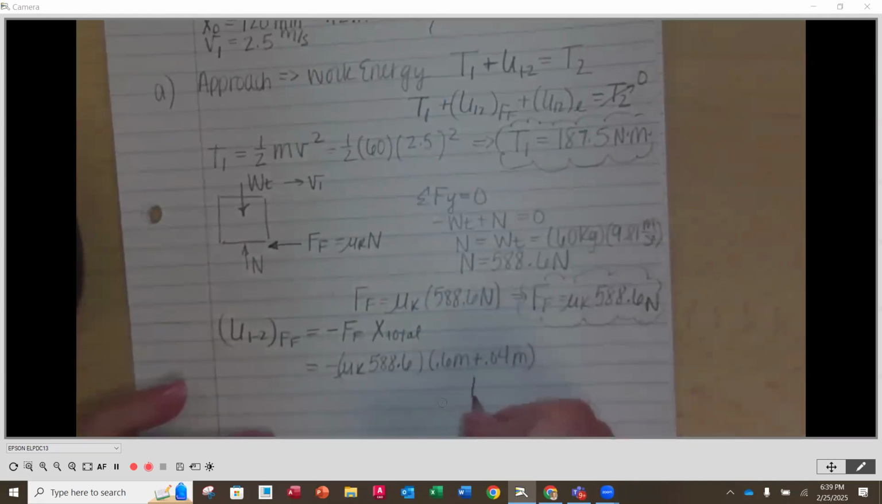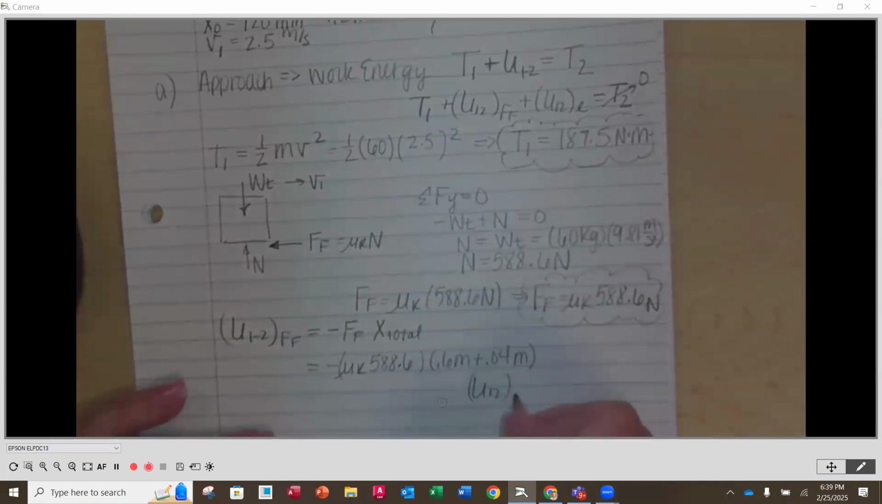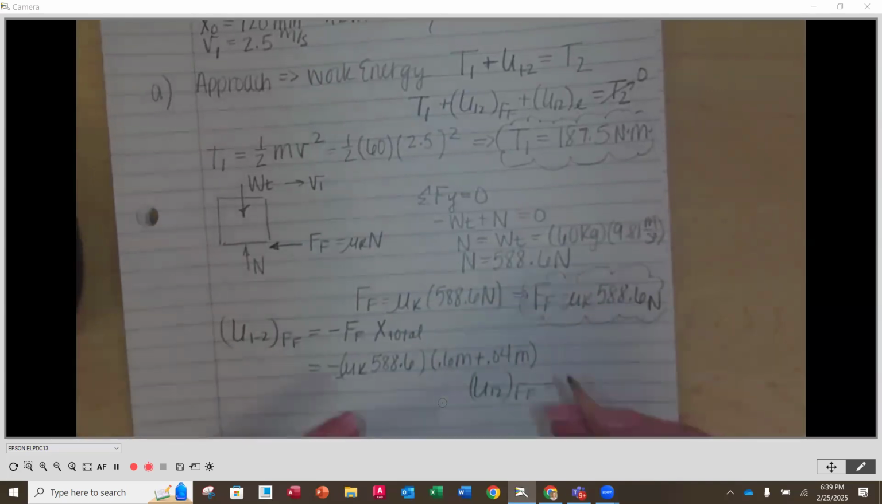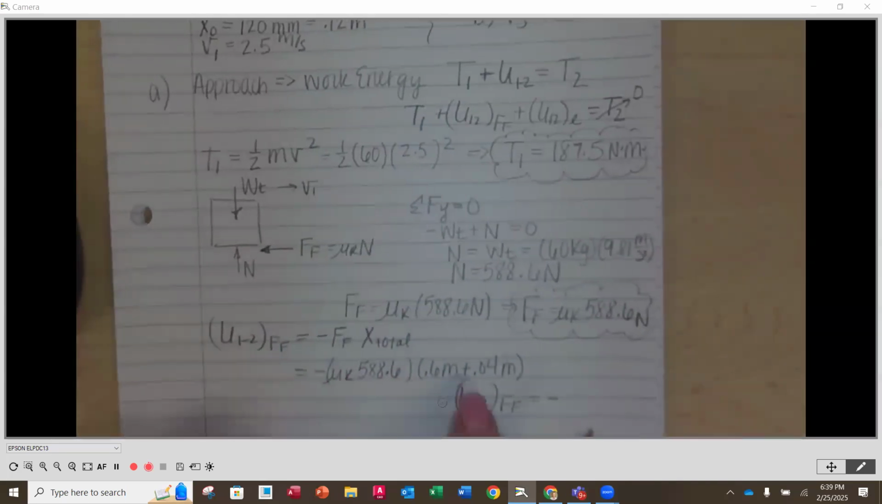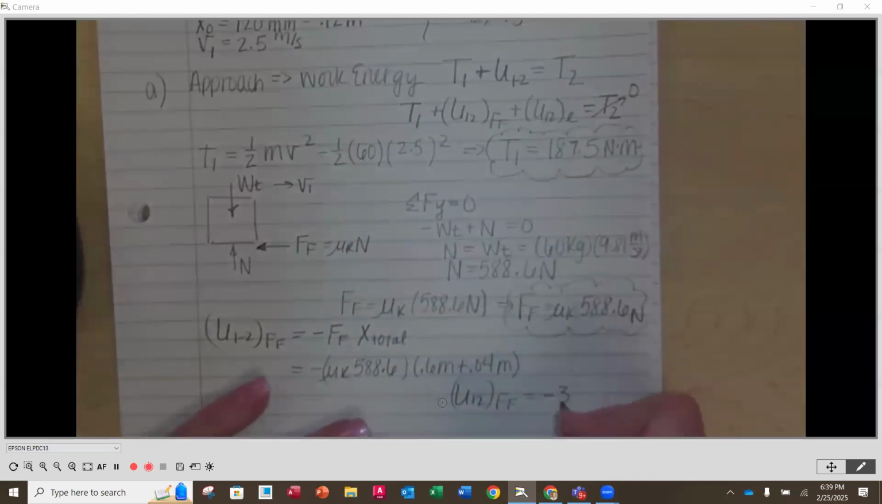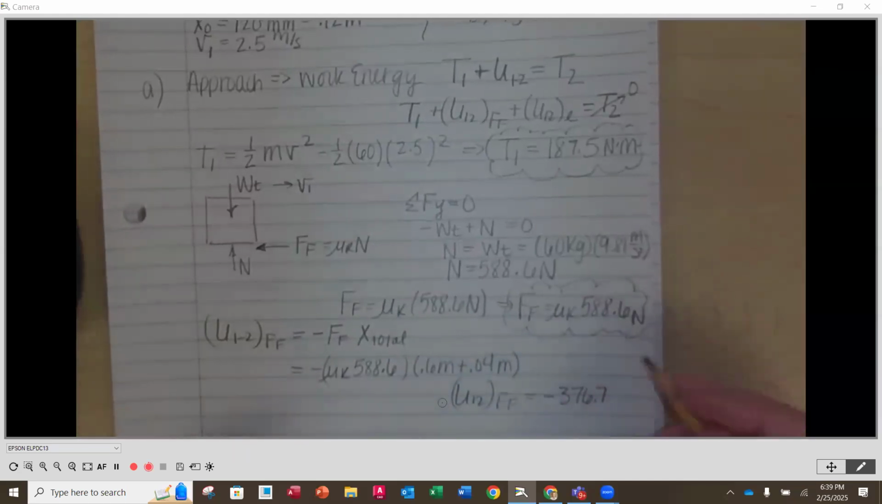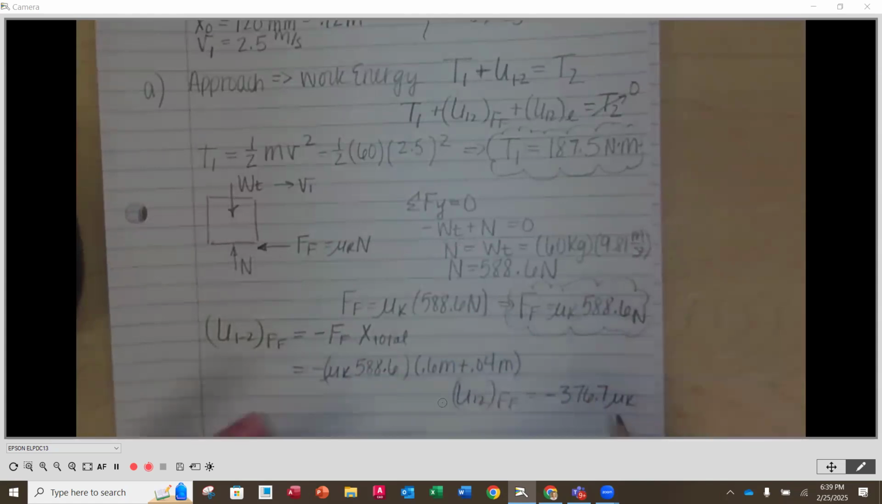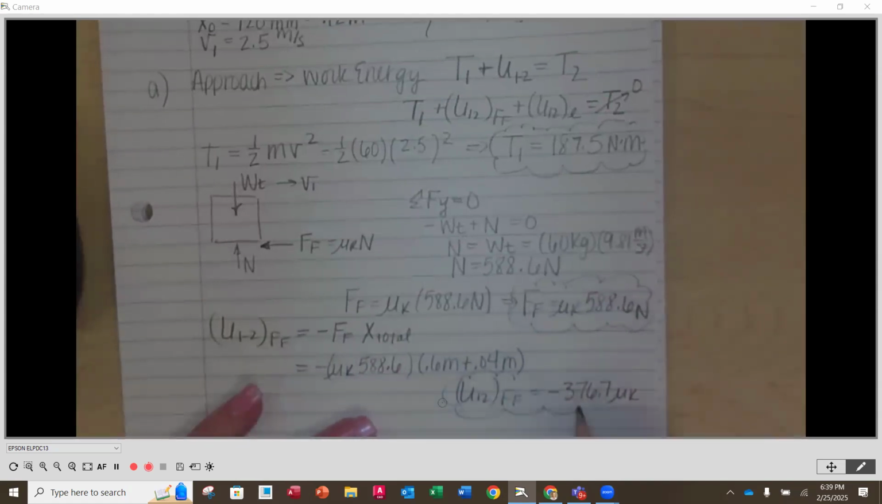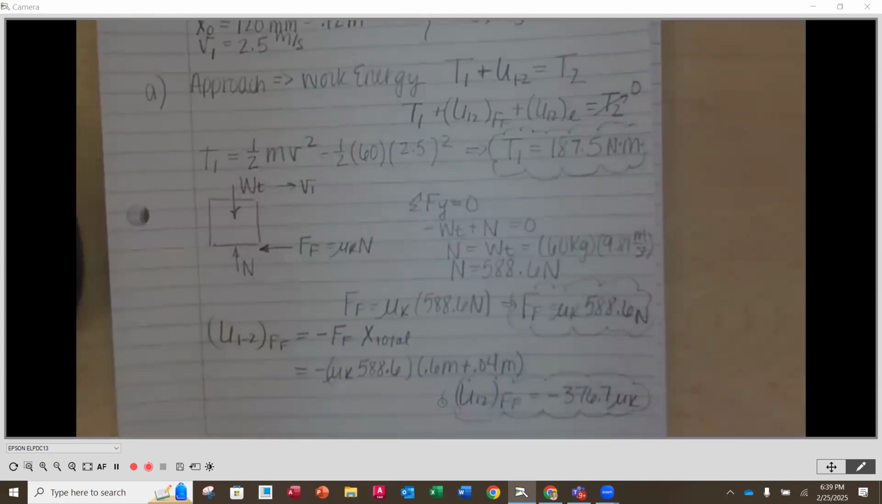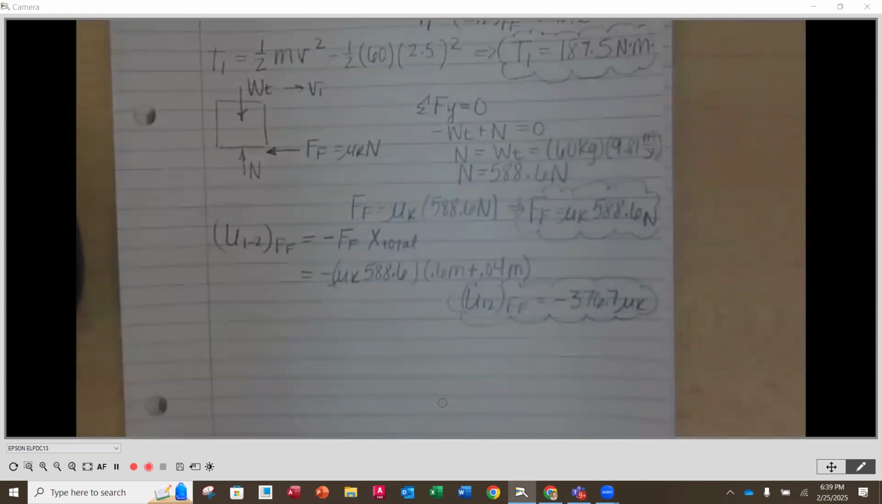So that means that our work 1 to 2 due to the friction force is going to be negative, 376.7, and then multiply by the coefficient of friction. I'm sorry, yeah, the coefficient of kinetic friction. Okay. Questions so far? We're following?